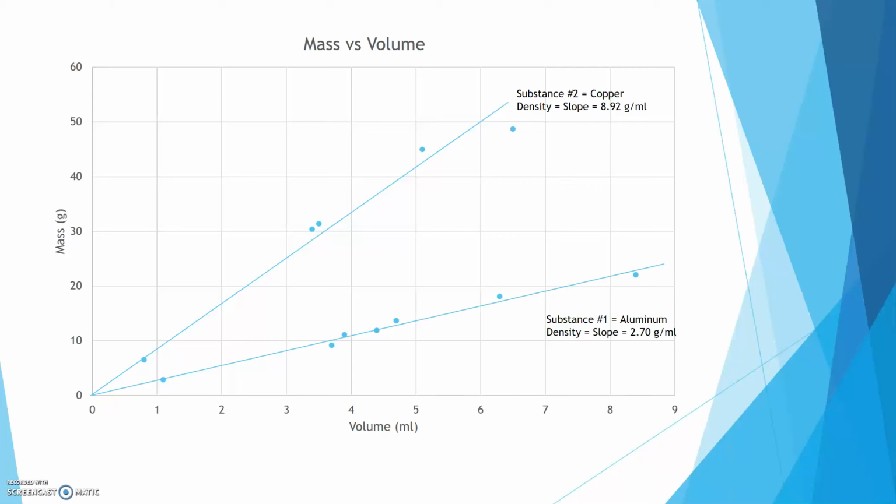Now, if we look at substance number 2, that line has a greater slope. When we take two coordinate points on that line and take our change in y over our change in x, we get a density of 8.92 grams per milliliter. So we can use the density of an object to identify what that material that makes up that object is.